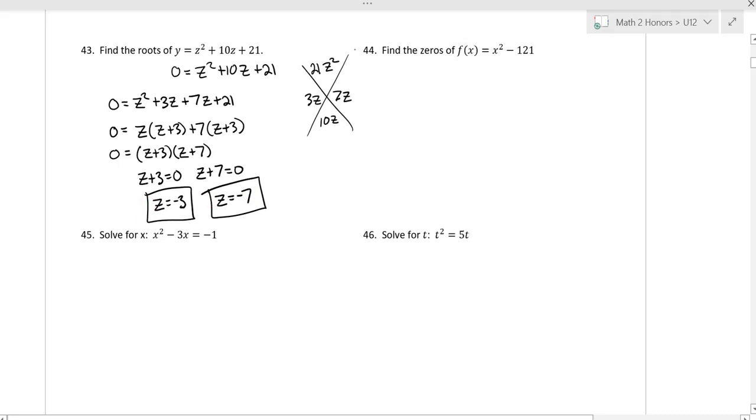Alright, number 44. This one, probably what's most natural for me to do is to solve by taking square roots. You could factor this one, but it's a little easier to do it the other way. So I'll let f of x be 0 and add 121 to both sides. I'll switch it around and then take the square root. Just remember, if you're doing it this way, don't forget to put the plus or the minus, otherwise you'll get it wrong. So it's positive or negative 11.